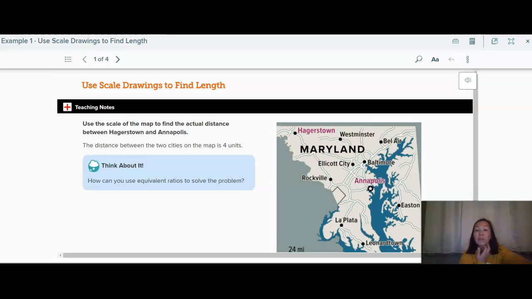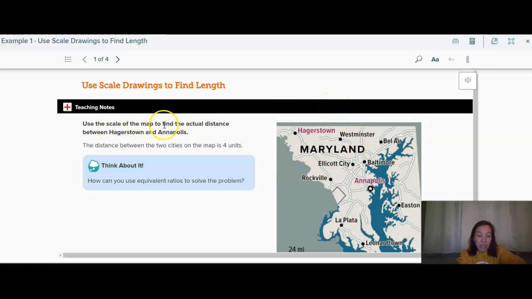424. So go to page 424. And here is a map of Maryland. Fun fact, I was born in Maryland. Just lived there until I was maybe less than a year old and then moved. But this is my birth state.